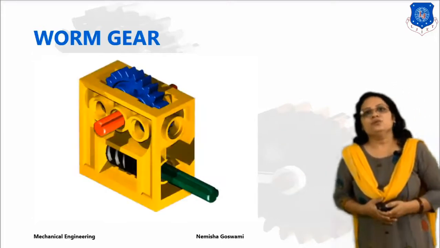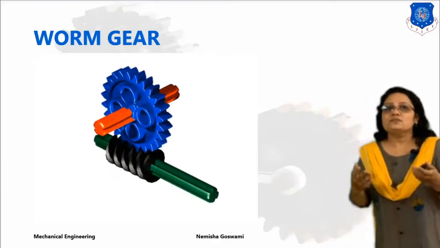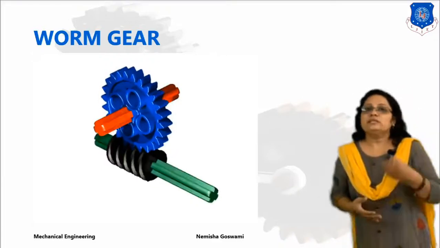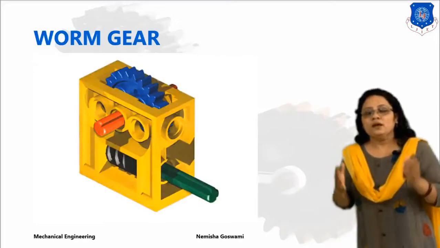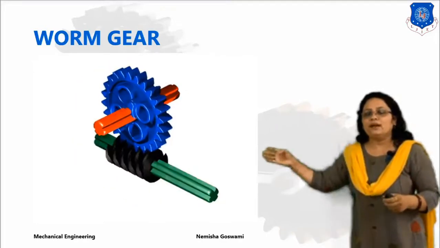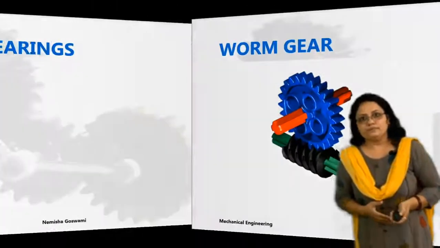So where is it used? We know in material handling systems we have to pick up large loads and drop them. So generally worm gears are used where a huge amount of power transmission is required. In material handling equipment, generally this type of gear is used.